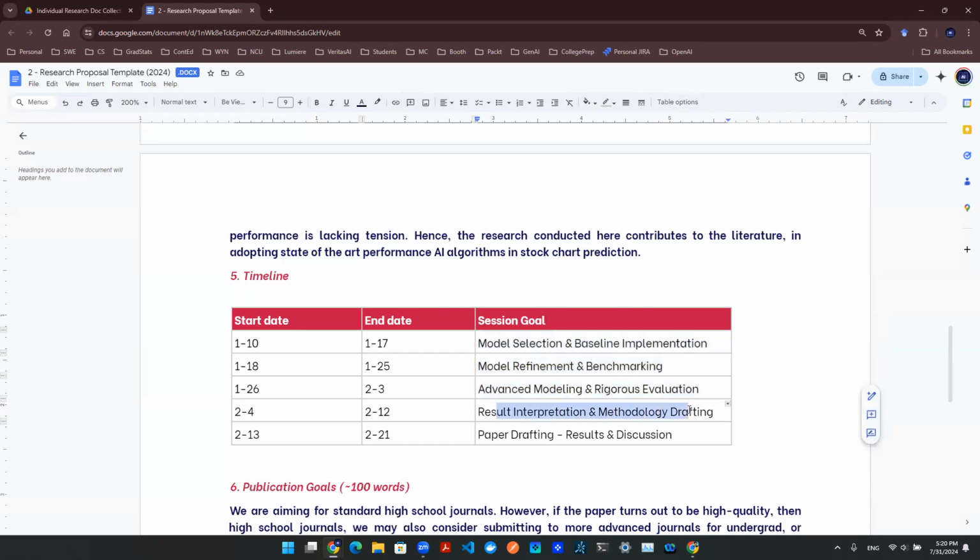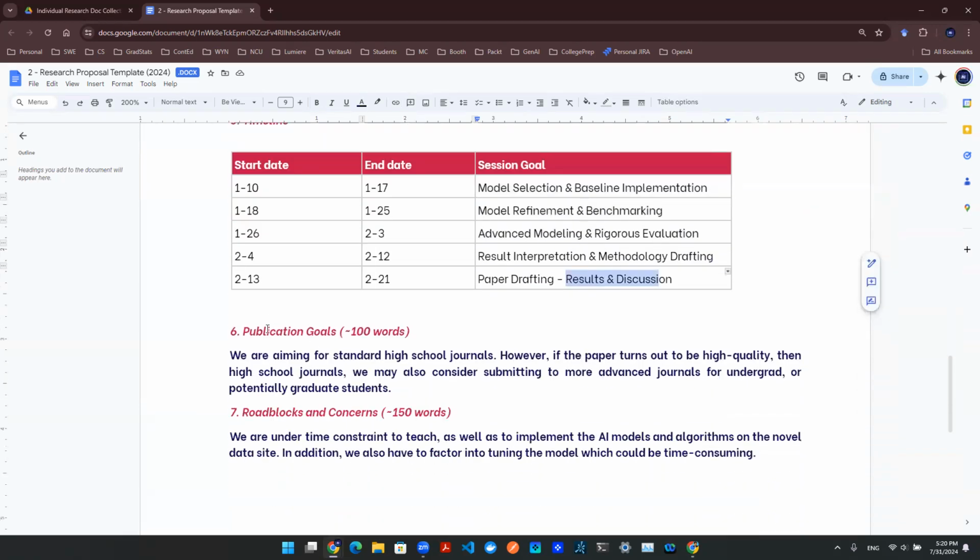And then in the end, the instructor will review the result with you and interpret it together and try to come up with results. And those results can then go into the drafting of your paper. So that is how the timeline works. And typically we default it as a weekly basis, but of course, in reality, it can be 1.5 weeks, 1.7 weeks, it depends. The next section is publication goals.